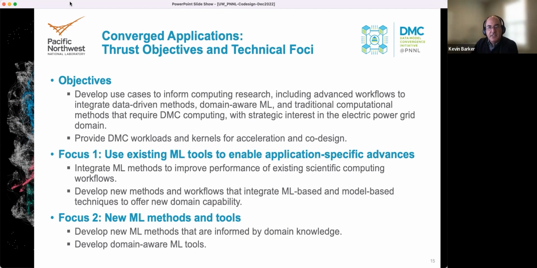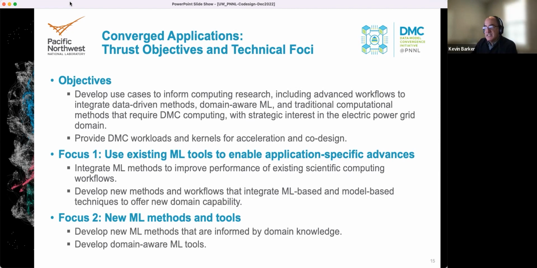That expanded as DMC went on into more scientific areas like protein folding and biology and computational catalysis. But we started with an emphasis on the power grid just to have something tractable. So, the two foci mentioned here both center around using machine learning methods, either existing methods or new methods developed under DMC's portfolio, to enable application-specific advances in computational performance.